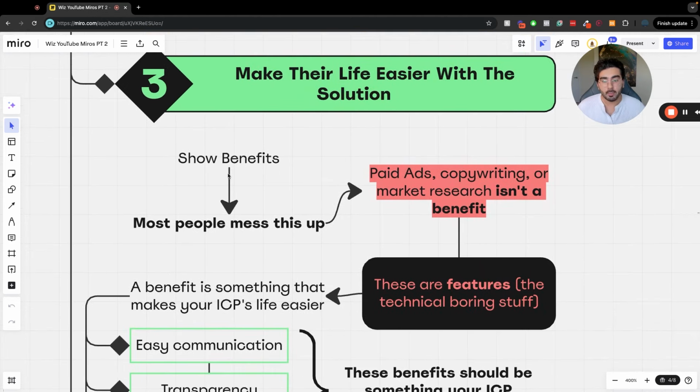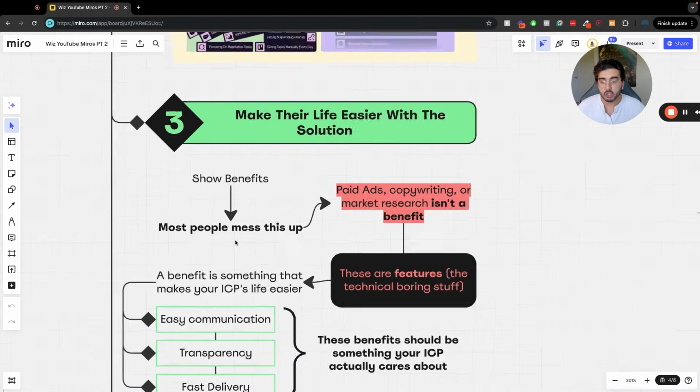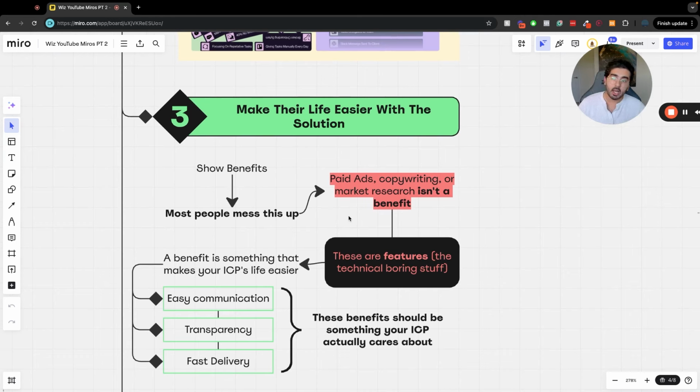Now that we know the main pain points and we struck a chord with the person visiting the website, we're going to show the benefits. Most people mess this up because they don't know how to implement it properly. Because realistically, your prospect already knows the solution. For example, if you look at my offer, I'm teaching agency owners and founders how to build their personal brand into an authority.